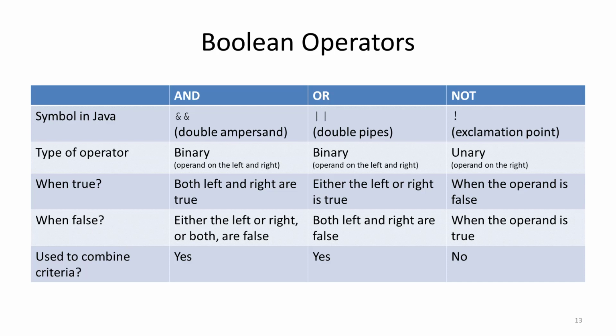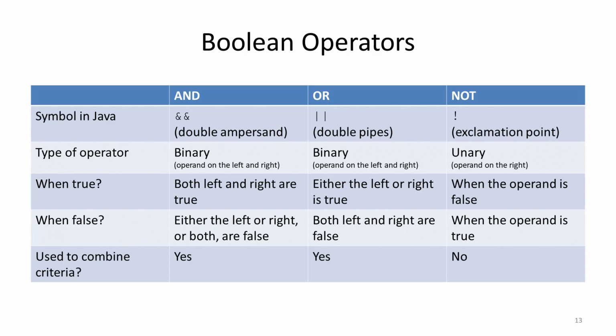You have something on the left and you have something on the right. The exclamation point, that's a unary operator. It only has one operand, and that operand goes on the right side of the exclamation point. When you perform a Boolean operation, and, or, not, the result is a Boolean.